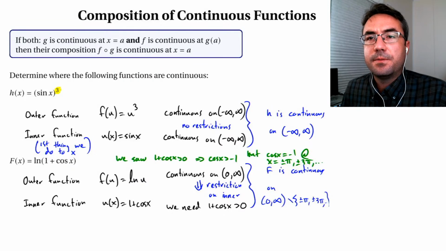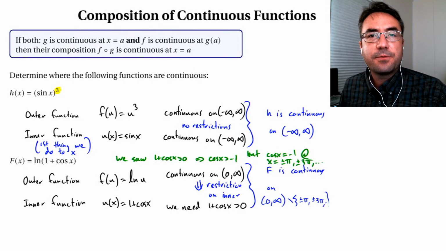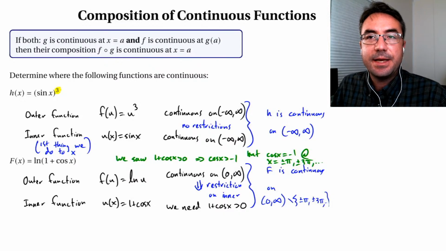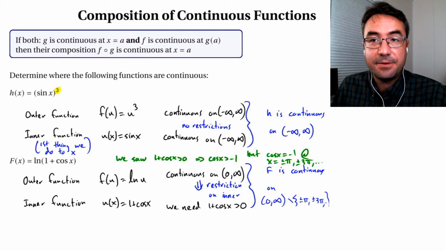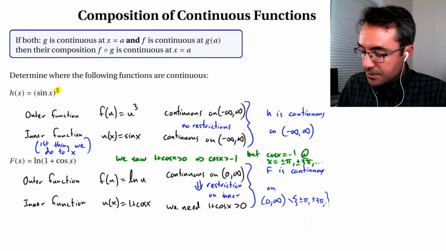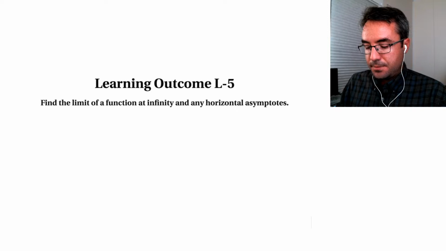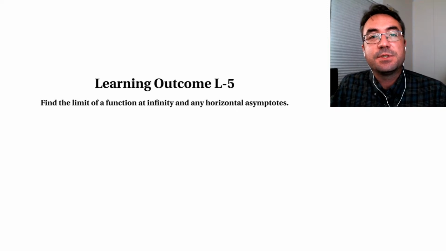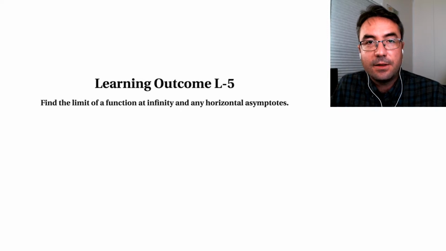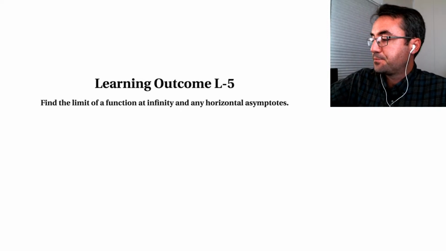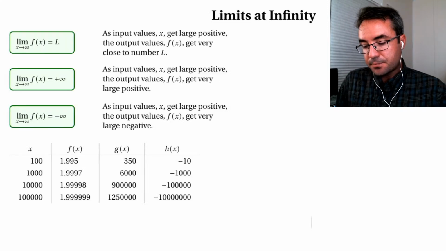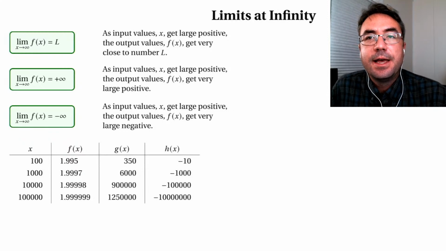All right, so that'll end it for continuity for now. And what we're going to see next is we're going to talk about limits at infinity. So first we'll define what that is. What is a limit at infinity? And then we'll see how they're used to find horizontal asymptotes for a curve. So first the definition. So we have a few definitions here, and really just to introduce the notation.